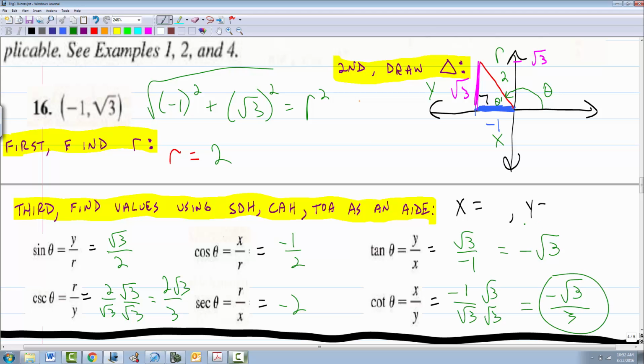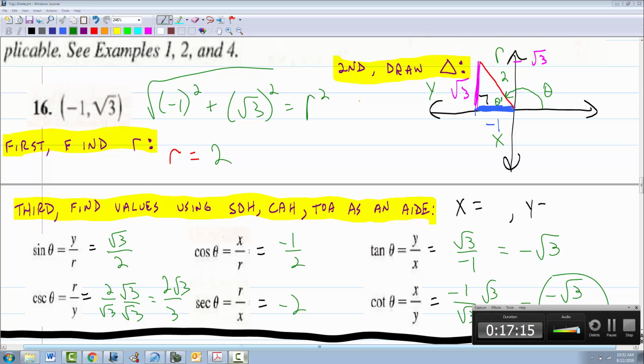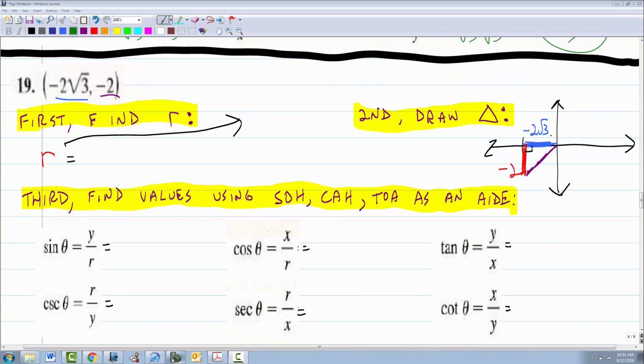And you better get used to these ratios. You're going to see these a million times by December, because you're going to see 30, 60, 90s a lot. Don't worry about this being a 30, 60, 90 right now.